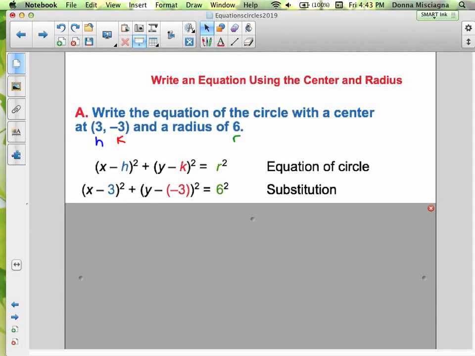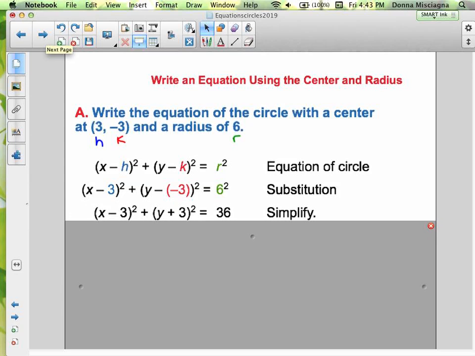So we have (x minus 3) squared plus (y minus a negative 3). All right, so now when we subtract a negative number, that gives us a positive. So if we take away something negative, we get something positive. All right, so now this is going to be (x minus 3) squared plus (y plus 3) squared, and 6 squared is 36. This is the equation of this circle, right, that has a center at 3, negative 3, and a radius of 6.